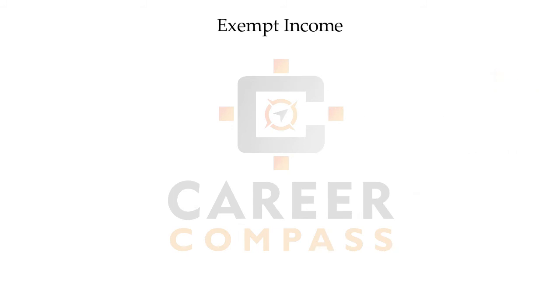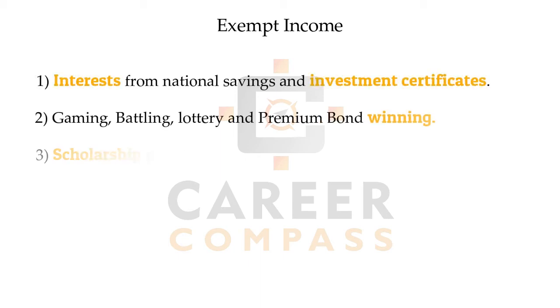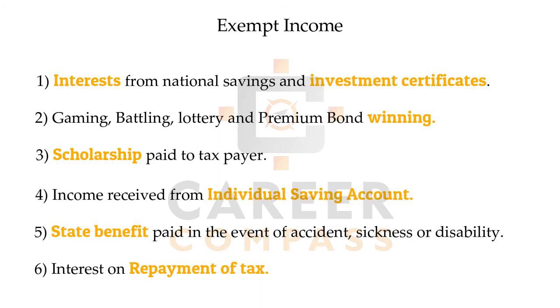Then after, students, the next topic is exempt income. Here are the 6 incomes given in the list, and all the income given here will be totally exempt from the income tax. So if it is given in the question, you have to just ignore it, and yes, you have to write in the notes that this income is qualifying as exempt income. So these are the list of this. Please go through the list.